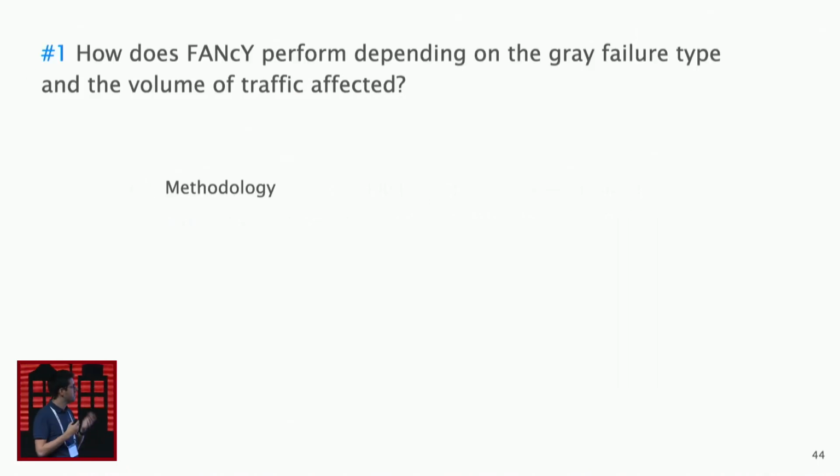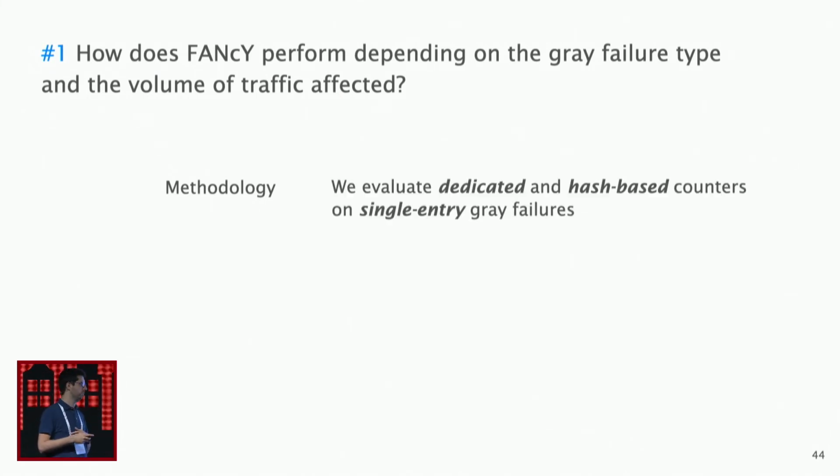So for this first evaluation, in which we try to see how Fancy performs for different gray failures and traffic entry sizes, we use the following methodology. We evaluated both dedicated counters, the first type of counters I showed, and the hash-based array of counters separately, and we only performed single entry failures. However, again, due to lack of time, I'm only going to show you results on the hash-based counters, because dedicated counters will always detect the problem as long as there is a single packet drop.